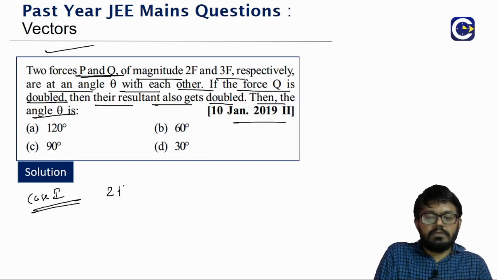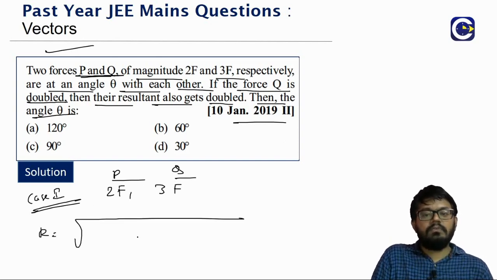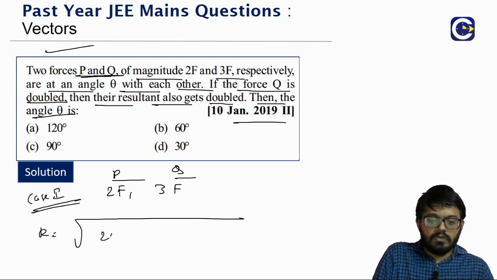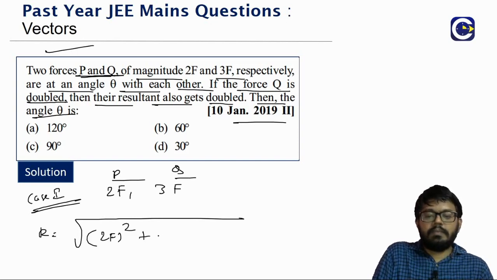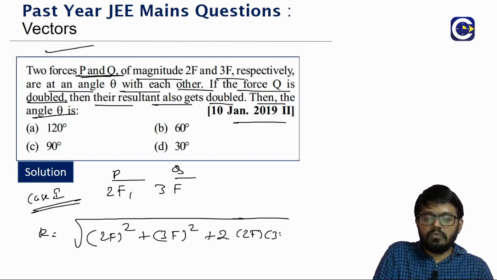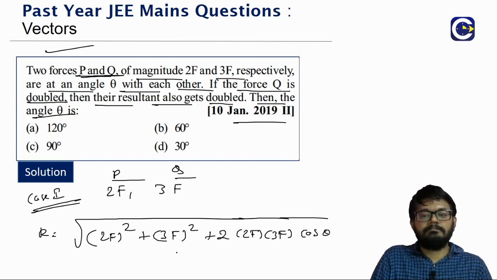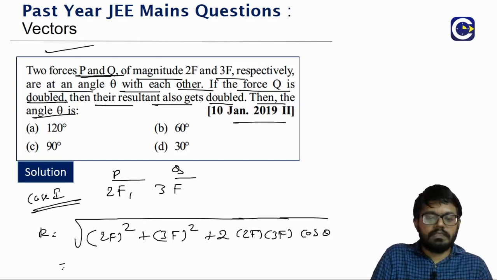Look at this, 2F is P and 3F is Q. Their resultant is the root of P squared plus Q squared plus 2PQ cos theta. This is the resultant. Let's check it.